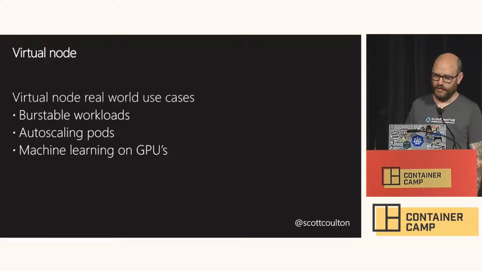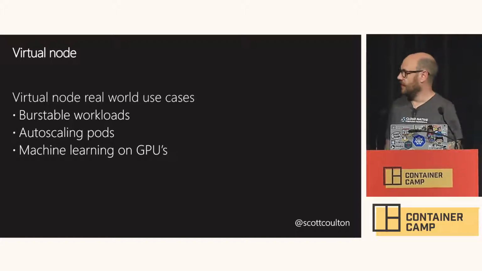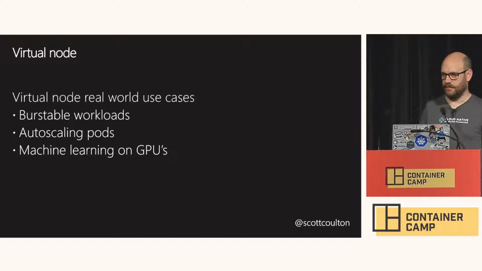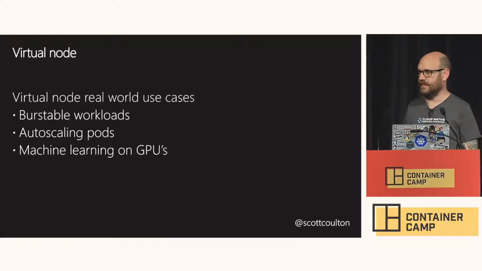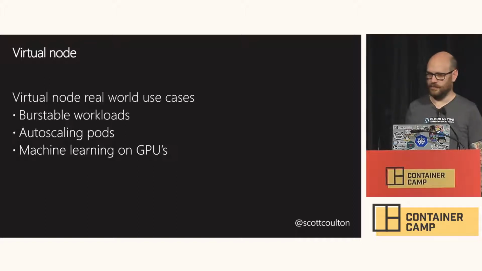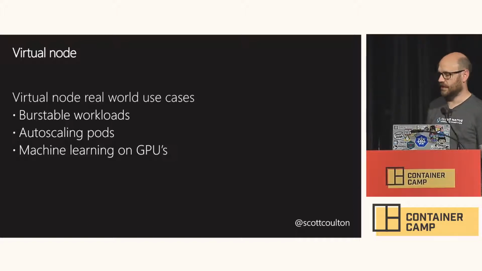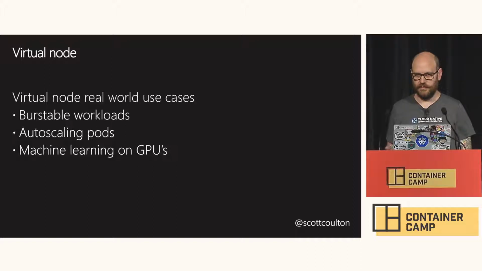So this is the real world. This is what we're seeing in Azure, the real world reasons why people want to use this. So there are burstable workloads and auto-scaling in pods. This works really well with a horizontal pod autoscaler. As long as you've got an application that sits in there that tells the horizontal pod autoscaler to scale the virtual kubelet, you need some controller there.